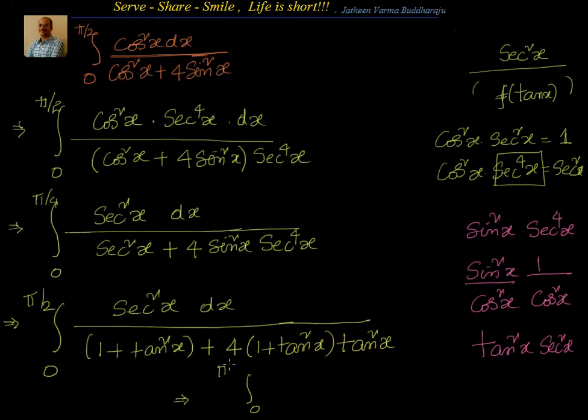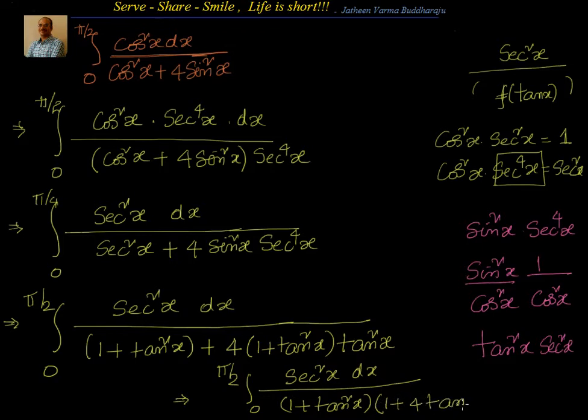0 to pi by 2. We have secant square x dx by 1 plus tan square x I can take common. So can I write it as 1 plus tan square x multiply with 1 plus 4 tan square x.